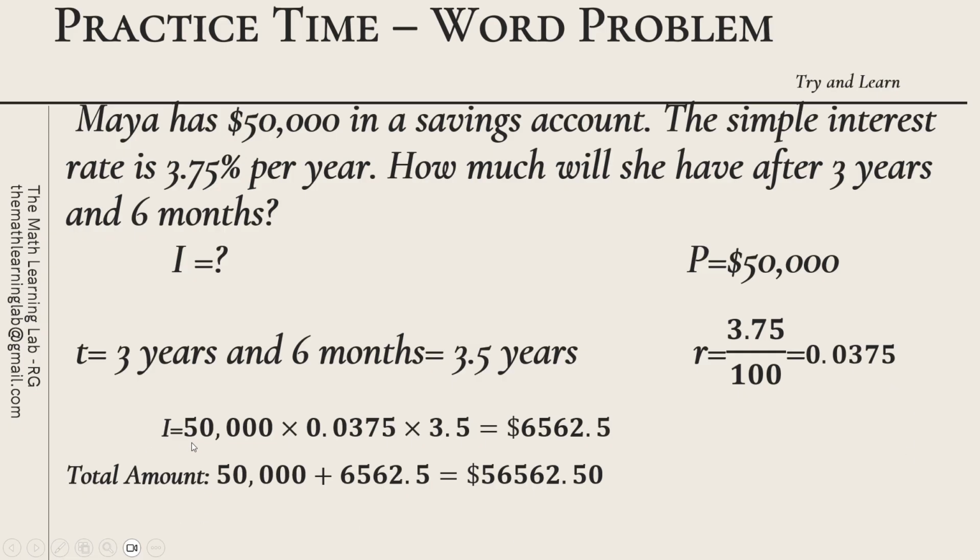To calculate the simple interest, I substitute into the formula I is equal to P times R times T, which is 50,000 times 0.0375 times 3.5. Do it out and you will get 6,562.5. Since they are asking how much will she have after 3 years and 6 months, this is only the interest I got, so I need to add this amount back to the 50,000, which will give me 56,562.50.